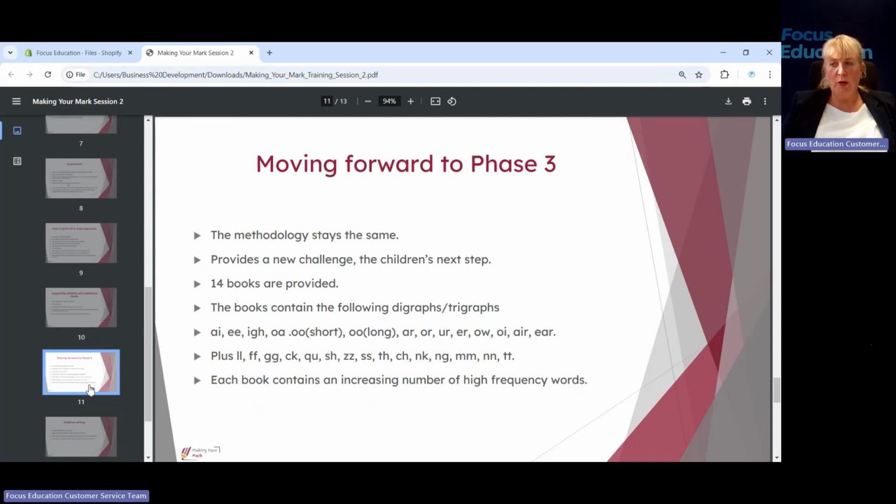As the scheme moves forward, the sentence length increases. Our children's ability to retain that sentence should improve. Our children's ability to record a lengthier sentence should improve. Our children's ability to recognise and retain those high frequency words should be there. So there are more high frequency words in the phase 3 books. I'll quickly show you just one or two.